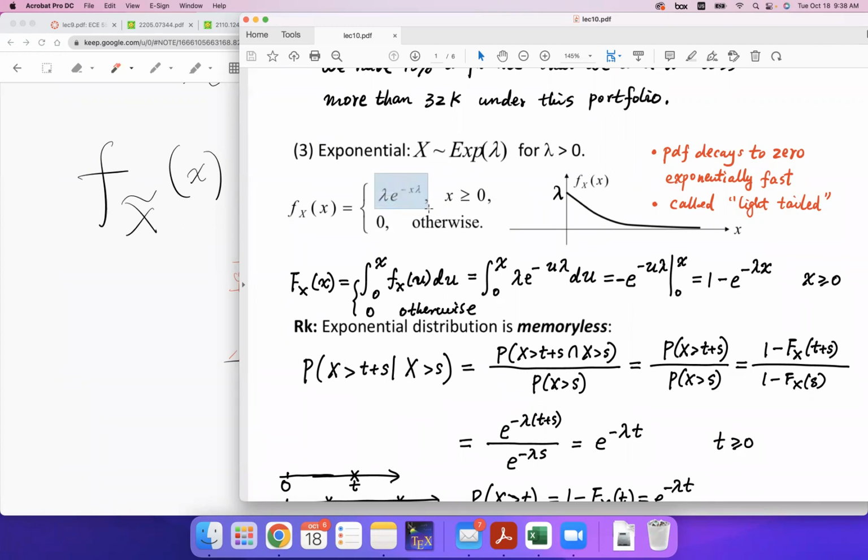So if you look at this exponential PDF, it means that this function decays to 0 exponentially fast. So most likely, the realizations of this random variable will concentrate around 0, or take a very small value because it has a very small tail. And because it decays exponentially fast, we call this kind of PDF a light-tailed PDF, which means the tail decays very fast. So most likely the random variable will take small values.